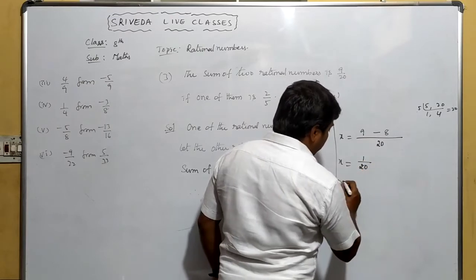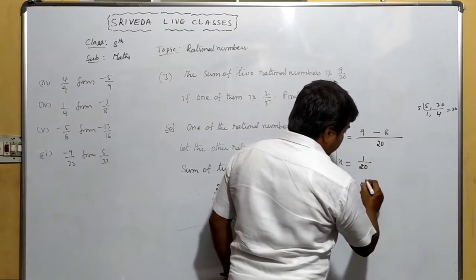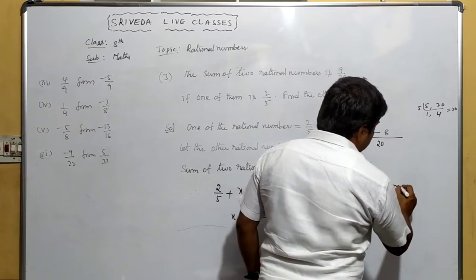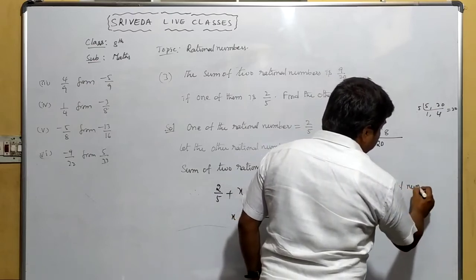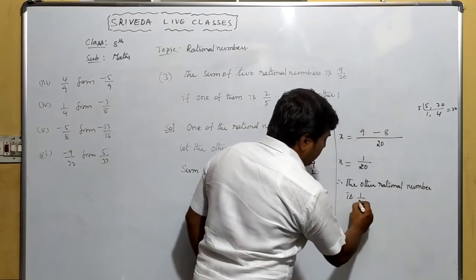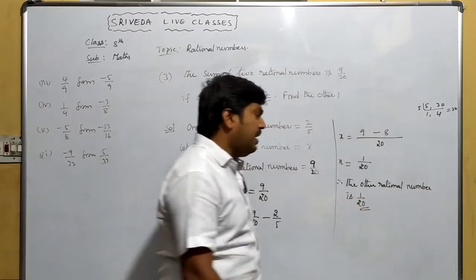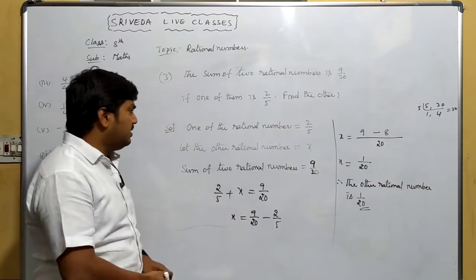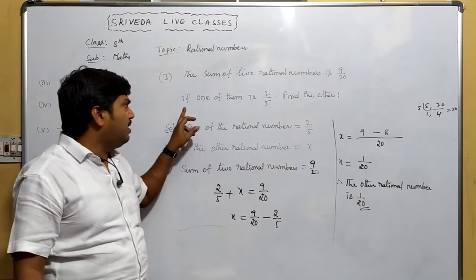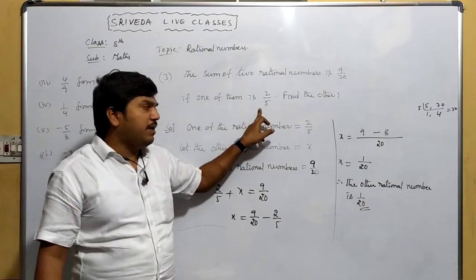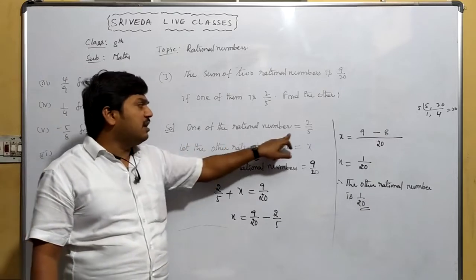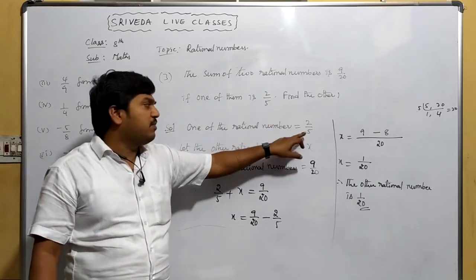So therefore the other rational number is, what is that? 1 by 20. This is the other rational number. You see that? Listen once again. The sum of two rational numbers is 9 by 20. If one of them is 2 by 5, find the other rational number. They gave one of the rational numbers as 2 by 5.